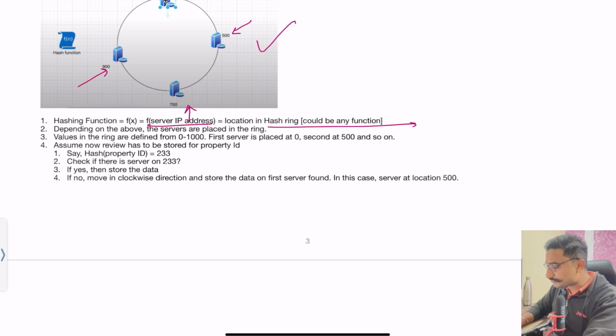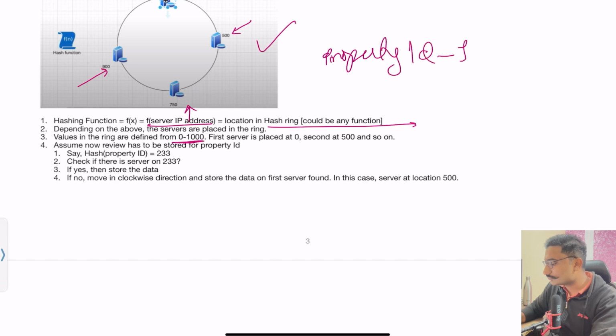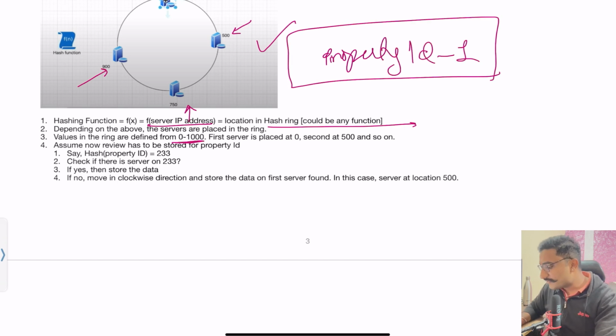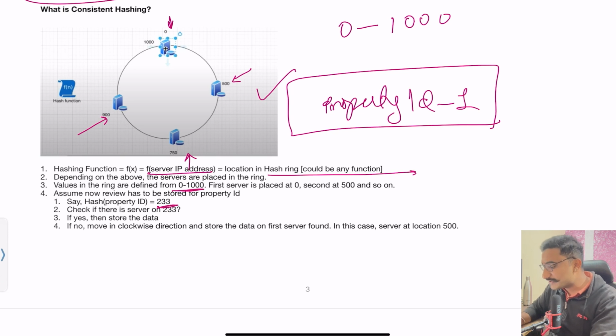Now once you have defined that value space, in that space you have to decide where the data has to be stored. Now let's say a new review came in for a property ID, some string, property ID 1. For this property ID, when you took the hash of it, the value was 233. Now you have to decide where to store this data. So you check in this ring, do I have a server at 233? Let's say this is the 233. Do I have a server at this place in the ring?